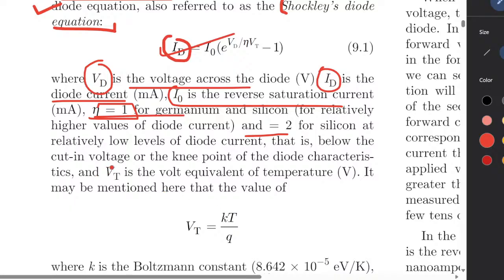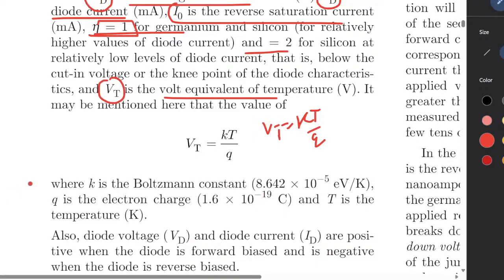This is the argument where we have discussed VT. VT is the volt equivalent of the temperature. So VT is equal to kT by q. As we know, k is the Boltzmann constant, approximately 8.6 into 10 to the power minus 5 electron volt per kelvin. Q is the electron charge and T is the temperature.